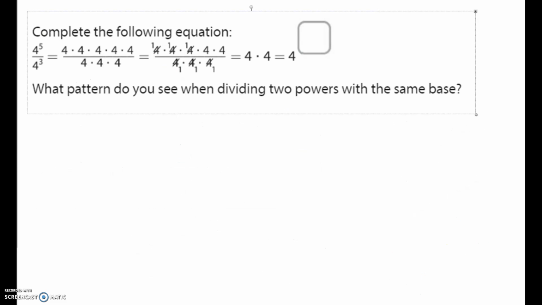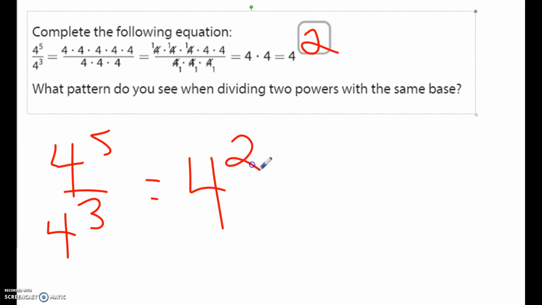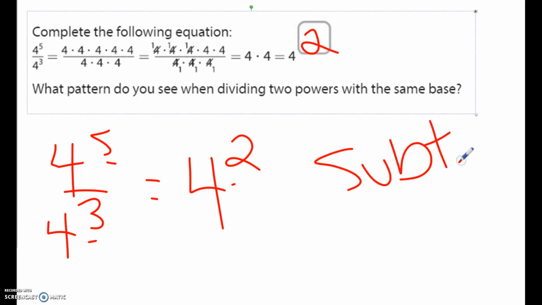Let's look at another one. 4 to the 5th divided by 4 to the 3rd. So I wrote them out, and as I was going, I was crossing them out, and I ended up with just 2 4's on top. 4 times 4 equals 4 squared. So how did we end up with 4 squared when we started with 4 to the 5th divided by 4 to the 3rd? Look at those exponents, 5, 3, and a 2. It looked like we subtracted our exponents. When we divided, we subtracted the exponents.